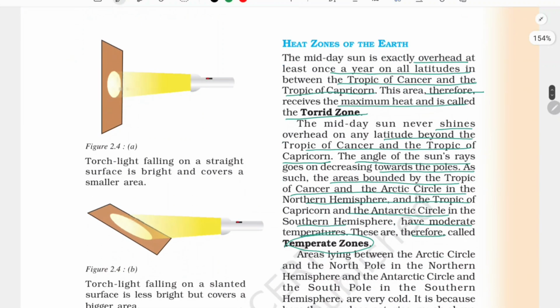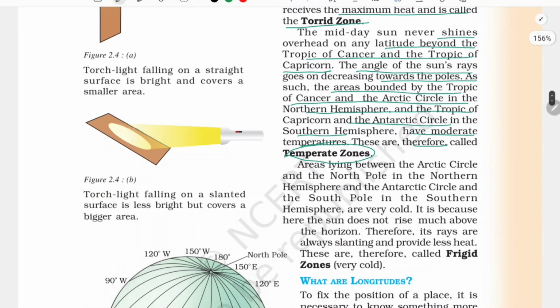Let's read it out together once more. Areas lying between the Arctic Circle and the North Pole in the northern hemisphere and the Antarctic Circle and the South Pole in the southern hemisphere are very cool. It is because here the sun does not rise much above the horizon. Therefore, its rays are always slanting and provide less heat. Therefore, these are called frigid zones, and very cold. I hope this is clear.